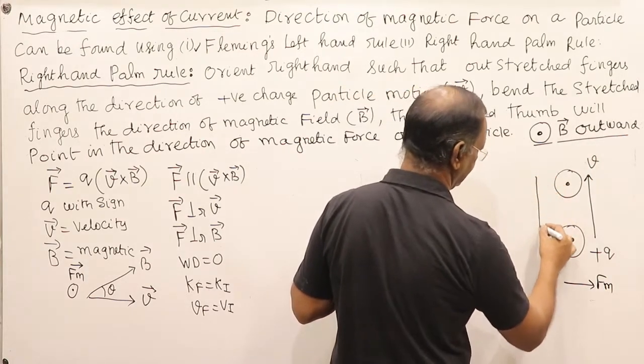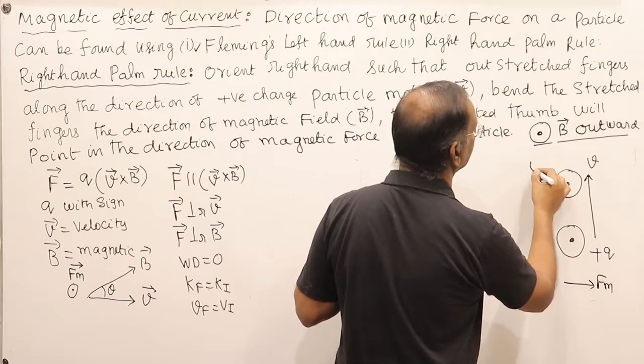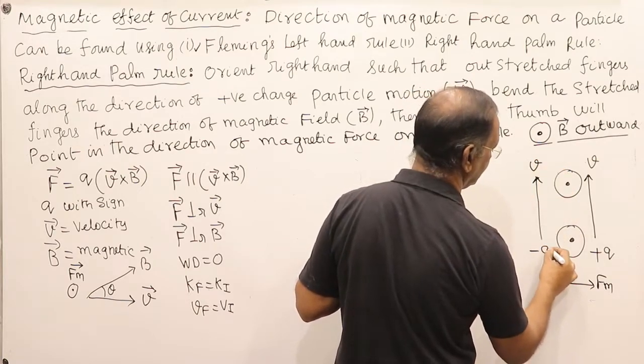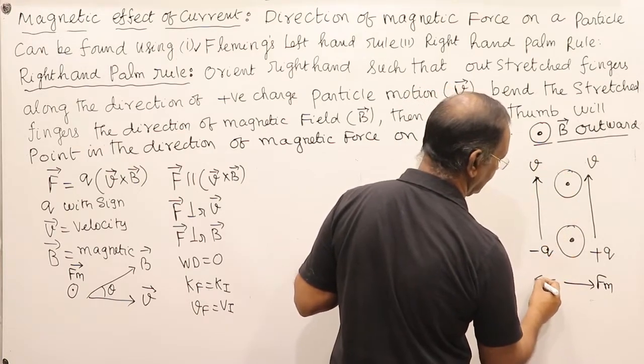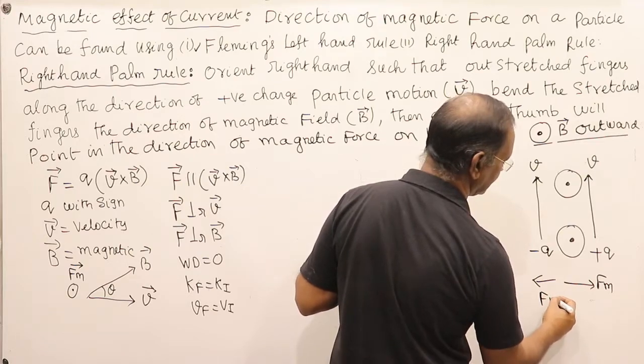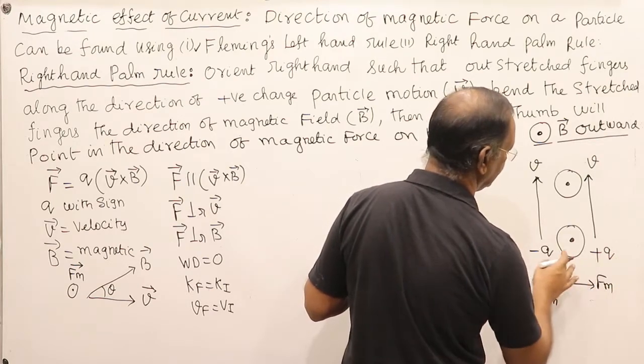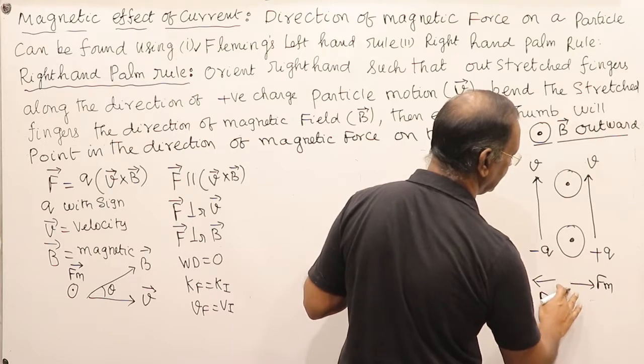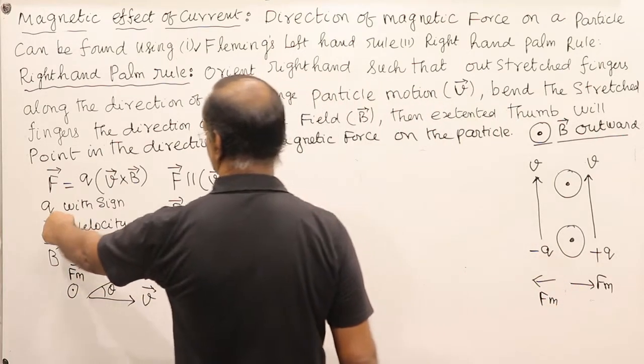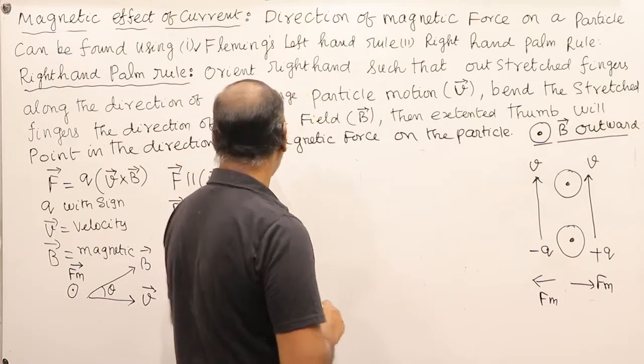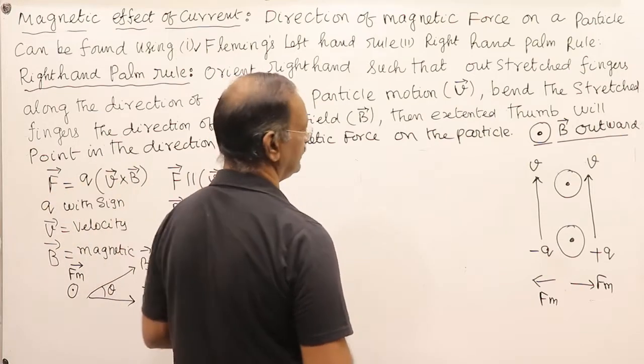And if velocity is in this direction, and it is minus q, the magnetic force will be exactly opposite. Plus q gives one direction, and minus q will be exactly in the opposite direction. That's why it is insisted to use q with sign. And this is for the positive sign.